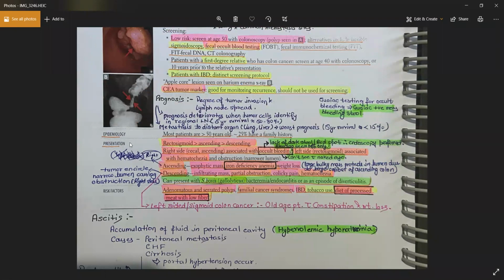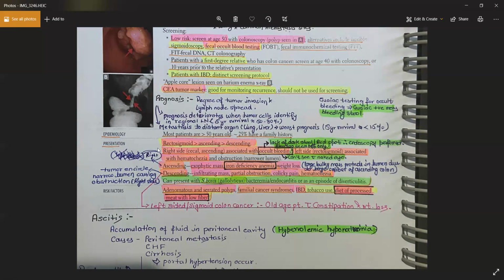The presentation depends on the location of the cancer, right? If the cancer is present in the rectosigmoid junction, which is the most common location, and the second most common is the ascending colon and then the descending colon. Step 1 can ask you this. The most common location is the rectosigmoid colon, the second one is the ascending colon, and the third most common is the descending colon.